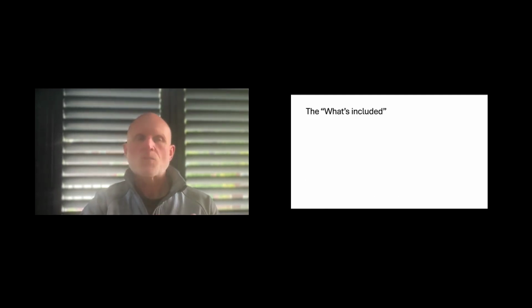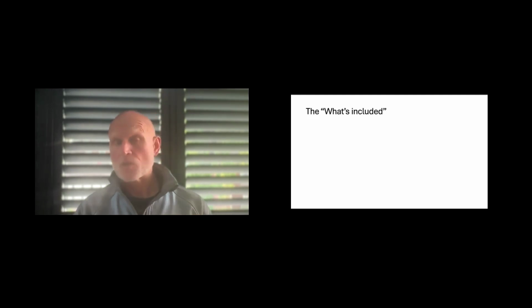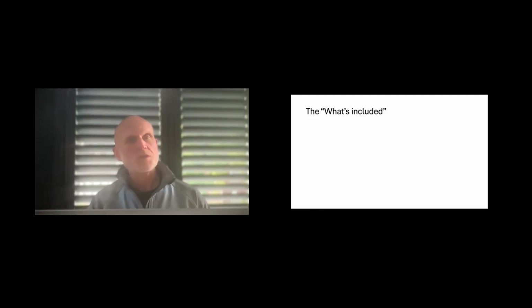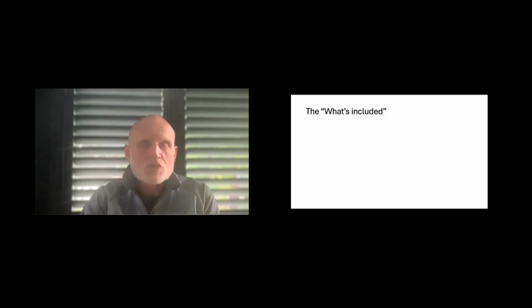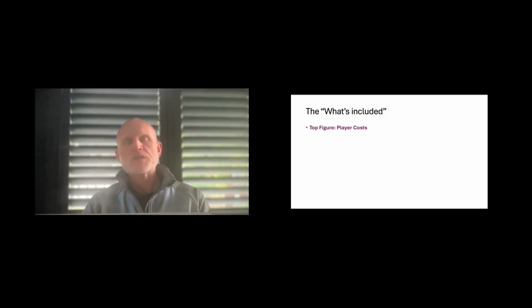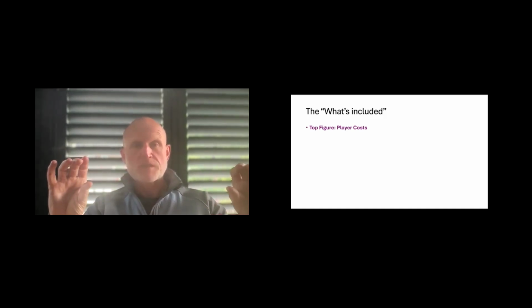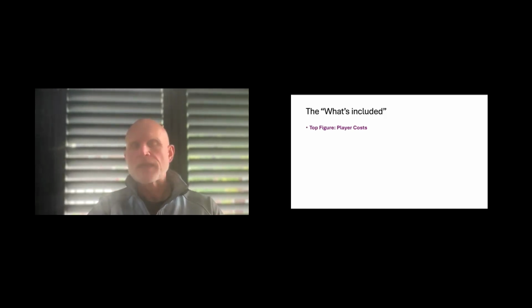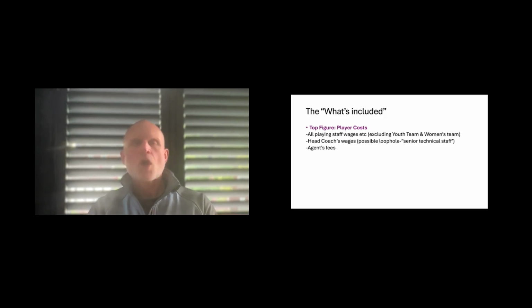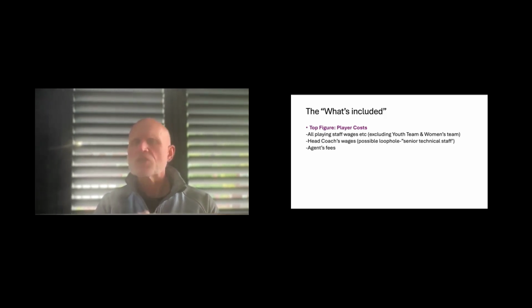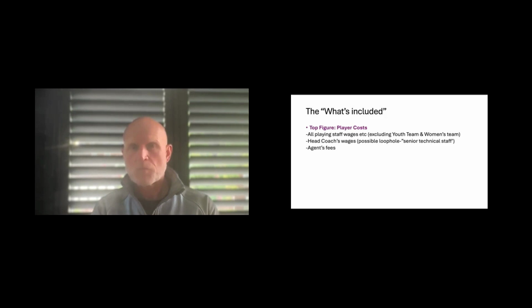Okay. So next thing I want to look at is what's included in these squad costs and also what's included in the revenue, because again, that's not as straightforward as you might think. So first of all, the top figure that goes onto that ratio, what we call the numerator, the player cost, this is what's included. All playing staff wages. However, that excludes the youth team and the women's team wages. Now, this is a good thing for the clubs, as you'll see in a moment when we get to the revenue. This is a very positive thing.